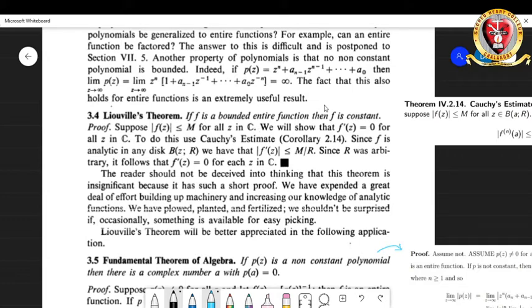Okay, and we are assuming that it is entire. We have to show that it is constant. We are going to show that f dash of z is equal to 0 for every z in C. For that, we are going to use Cauchy's estimate.